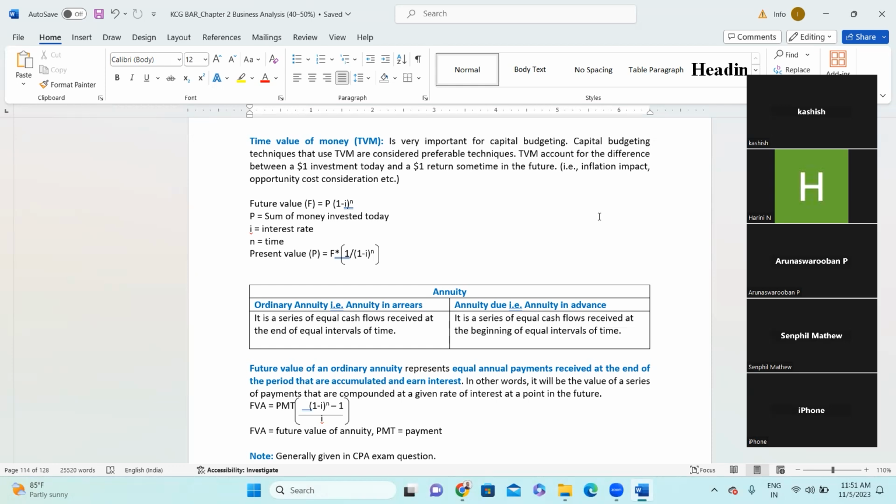100,000 is equal to 1 upon 1 minus 1.1 to the power 5. So that, sir, right now there is no calculator, so now you have your mobile. Sir, on the mobile I can check. It's very simple: 69,100.